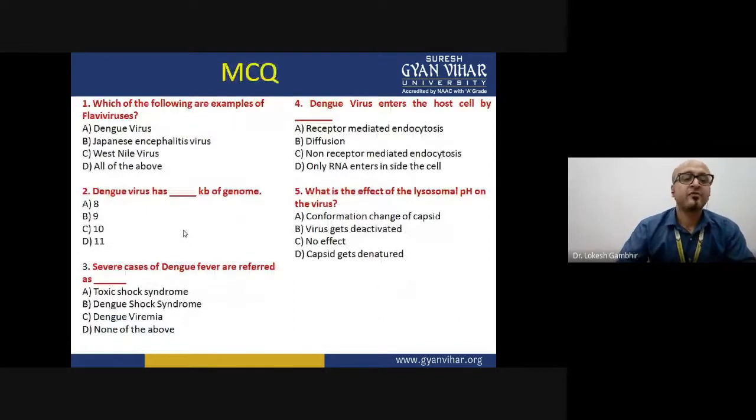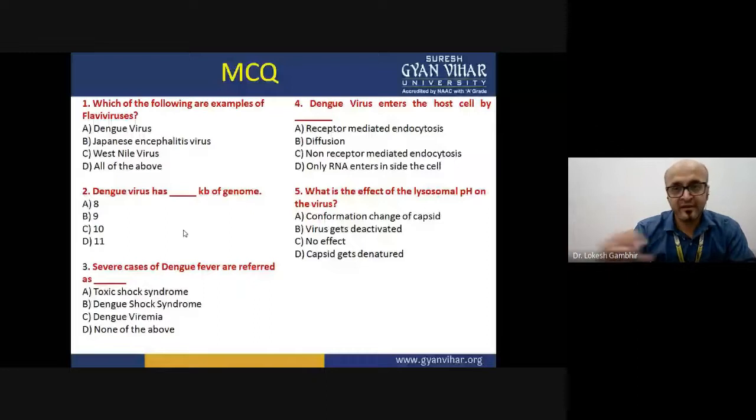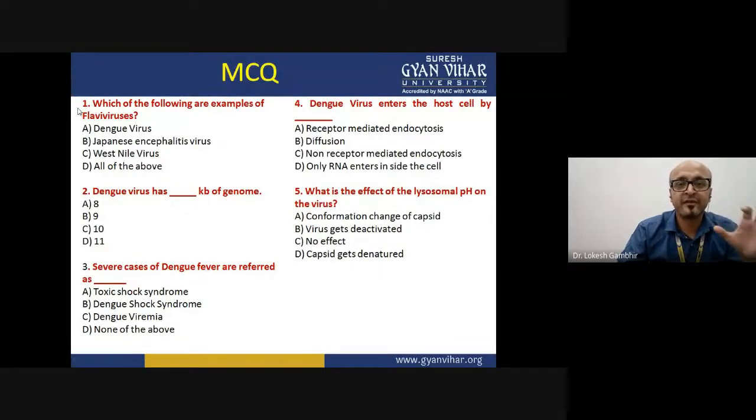So let us go, as our tradition is, to summarize it with the MCQ so that we have a better understanding of the lecture. Which of the following are the examples of Flavivirus? You have to first read what different pathogens are present in the Flavivirus. We have already seen the dengue virus, right? Whether Japanese encephalitis or West Nile is there or not, it's up to you to answer.